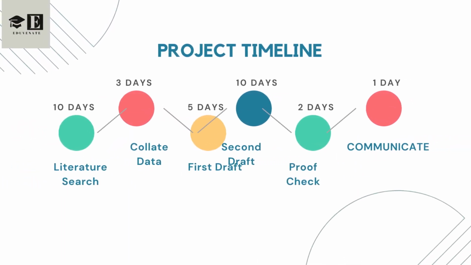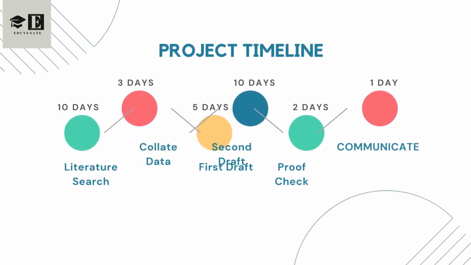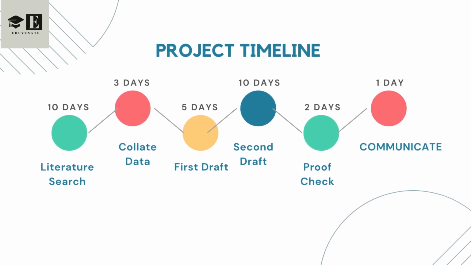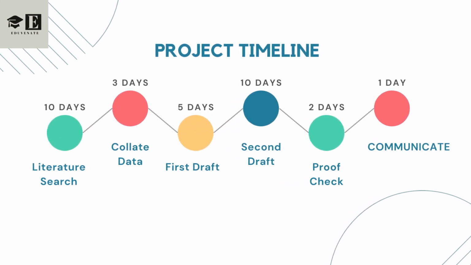Here is the rough draft for setting a project timeline for a review article. There are different steps in writing a review article that include literature search, collating data, writing first draft, refining first draft, proof check, and communication. You can assign different number of days for each step as per your capacity and efficiency.